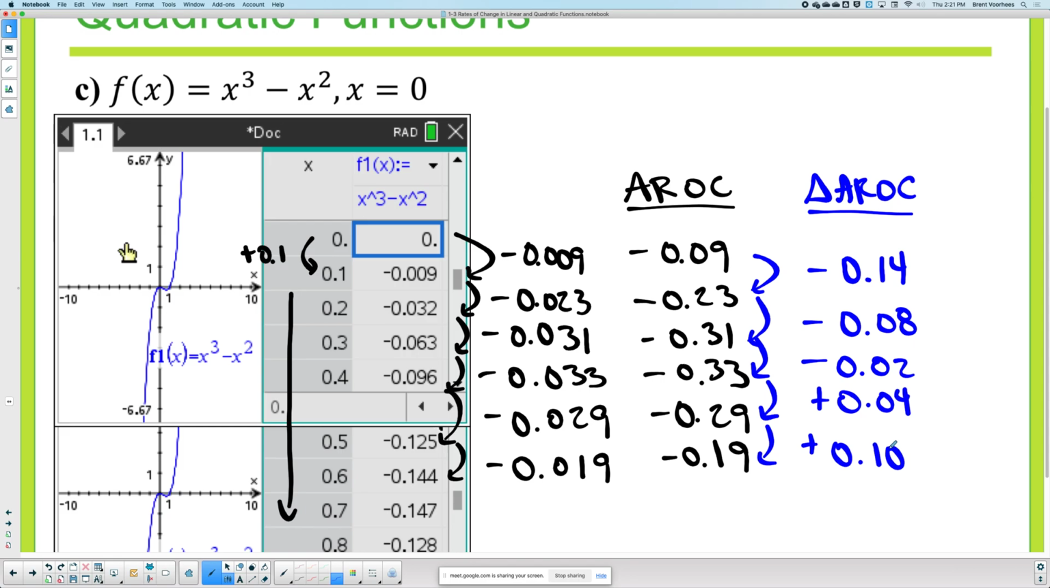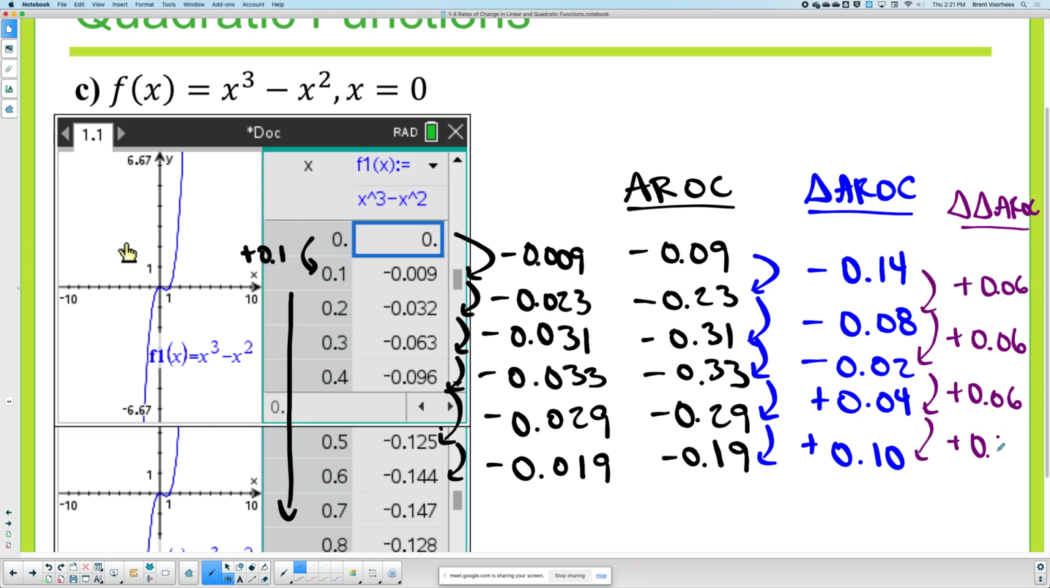Okay, here's what I can tell you. If you wanted to go to the third level, the change in AROC, I'm going to do it this time like this. What do you notice is the same all the way down? It's getting bigger by how much? That's right, they're all consistent. You see how the third level here? It's cubic, it'd be on the third level. It's cubic, that's what makes it the third level. Because this was cubic, these were all increasing by 0.06. Do you see that? Okay.